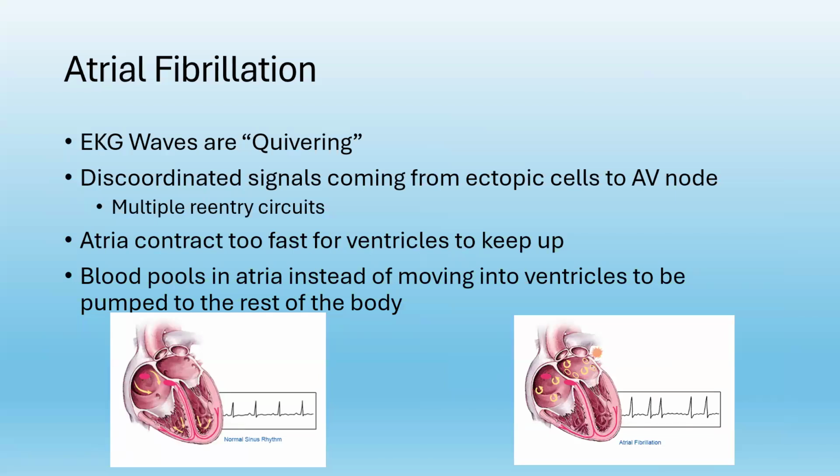This is caused by discoordinated signals coming from different ectopic cells or pacemaker cells in the right atrium to the AV node. This consists of multiple reentry circuits going through it, causing a lot more contraction to occur in the atria and causing the atria to contract so fast that the ventricles can't keep up. This causes blood to start pooling in the atria instead of moving into the ventricles to be pumped to the rest of the body.